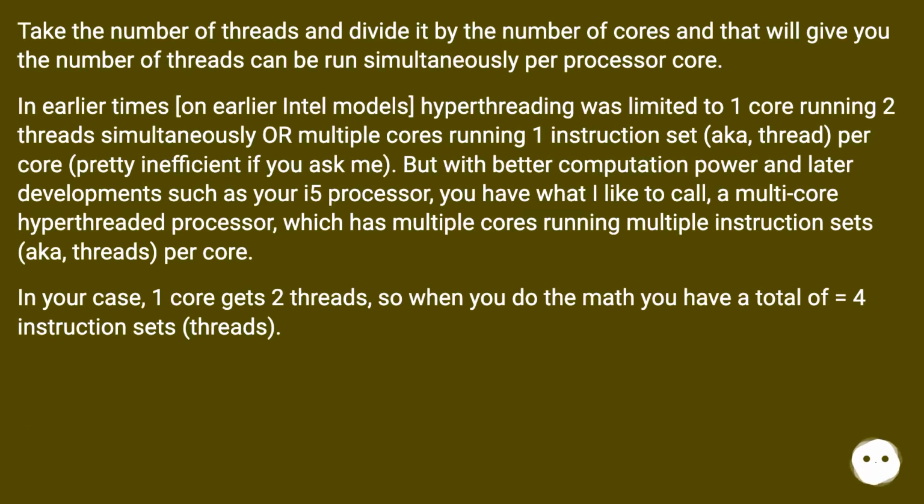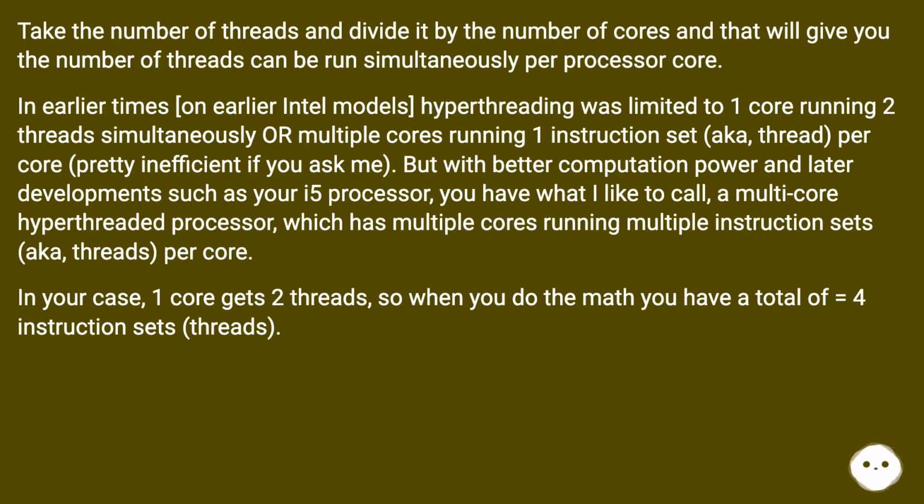Take the number of threads and divide it by the number of cores, and that will give you the number of threads that can be run simultaneously per processor core. In earlier times, on earlier Intel models, hyper-threading was limited to 1 core running 2 threads simultaneously, or multiple cores running 1 instruction set, aka thread, per core. Pretty inefficient if you ask me.